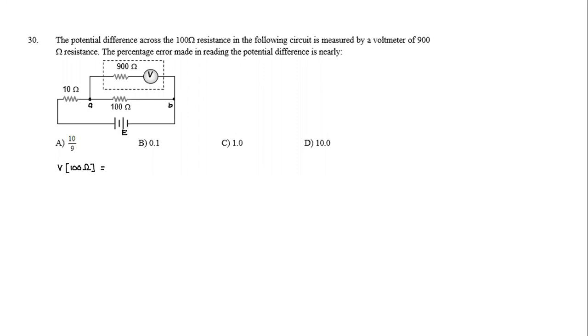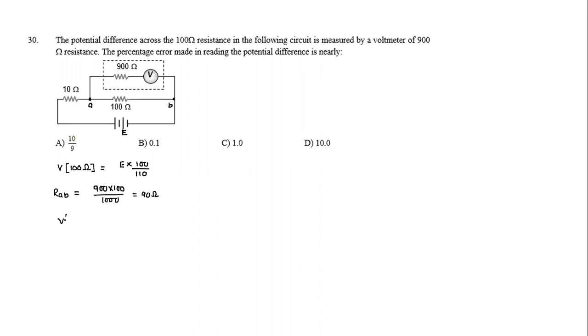Let's call this value E. It would have been equal to E into 100 divided by 110, the total resistance. This was the reading earlier. The moment I connect the voltmeter, the resistance between A and B changes. What is the new value of resistance between A and B? It becomes equal to R1 R2 divided by R1 plus R2. So that becomes 900 into 100 divided by 900 plus 100, which equals 90 ohms.